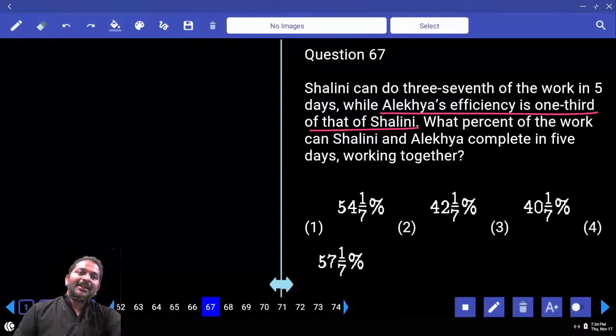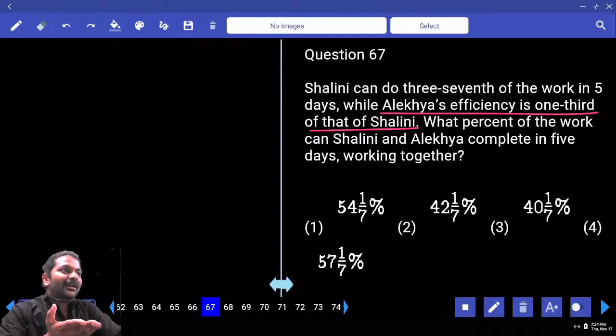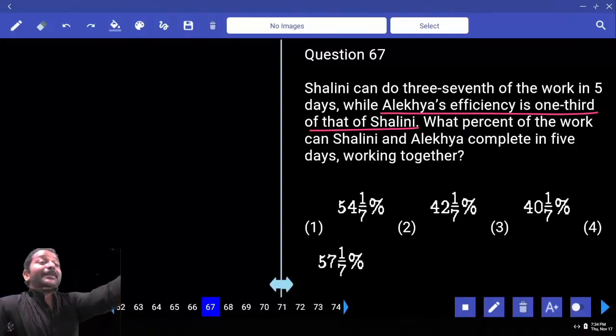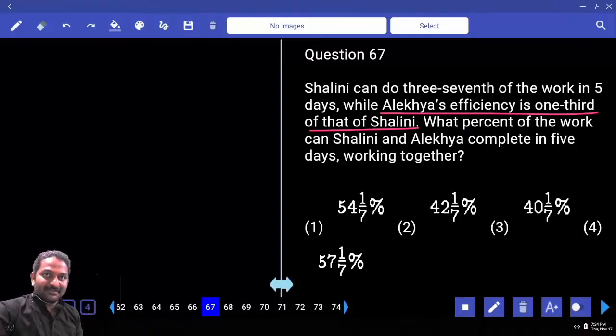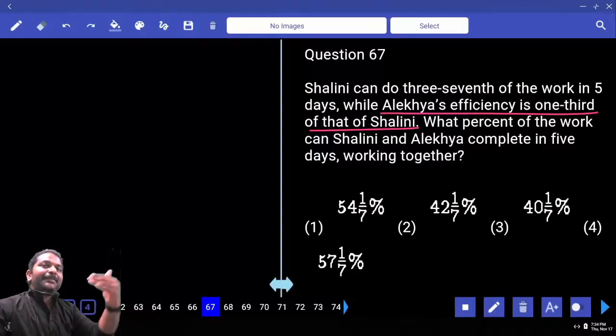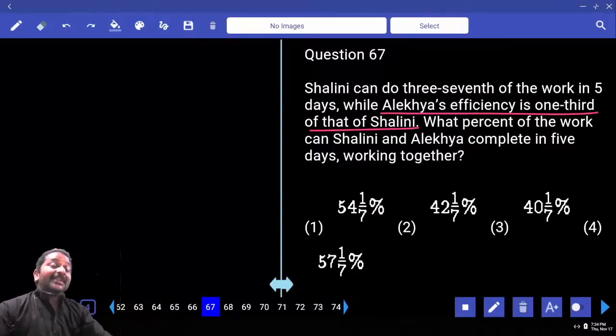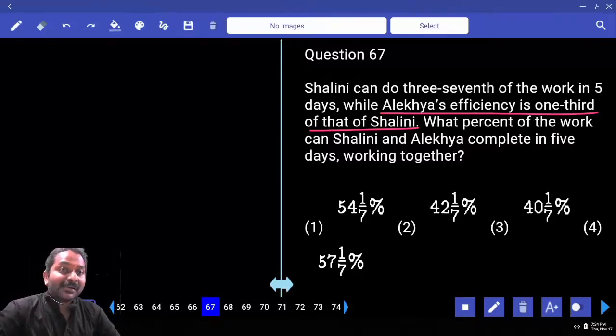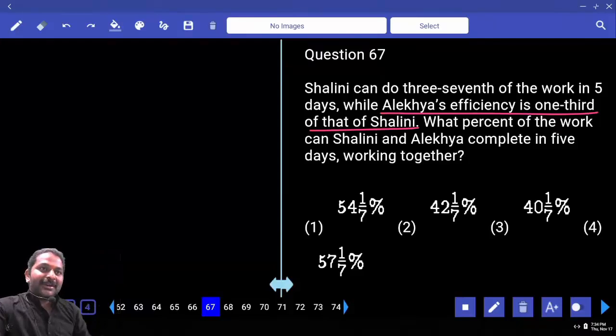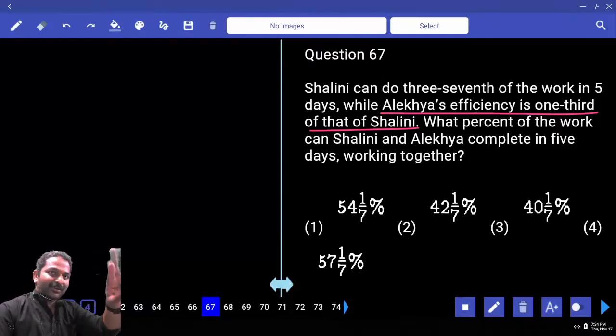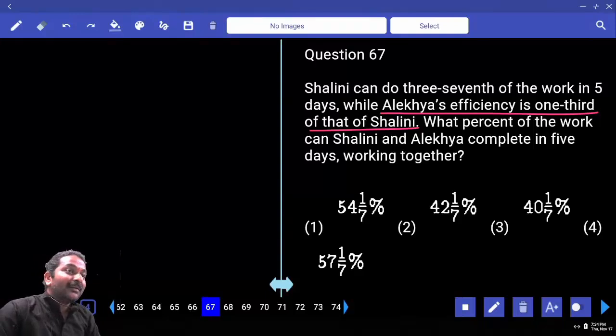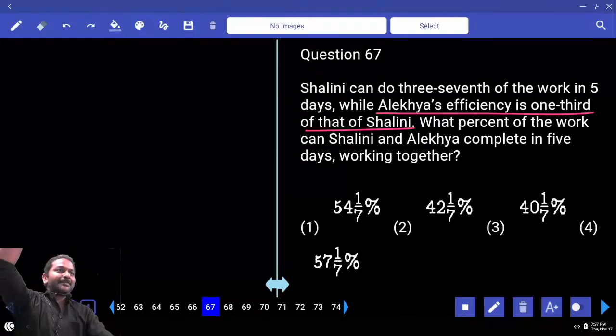I am A and you are B. If my efficiency is 50% of your efficiency, then the work that I can do is what percent of your work? Directly proportional or inversely proportional? Out of these two, tell me one.